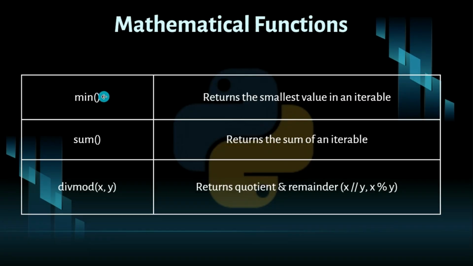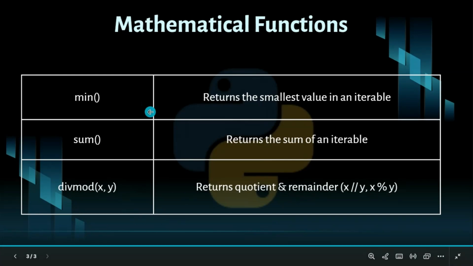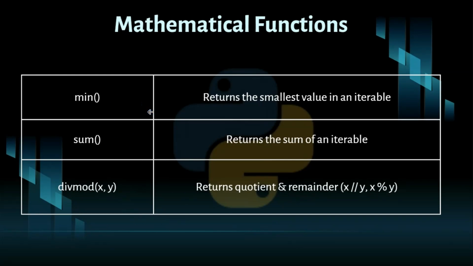Now we have a minimum function. The min function returns the smallest value in an iterable. Sum function returns the sum of an iterable. Divmod function returns quotient and remainder. All right, so let's perform these three functions in our Jupyter notebook.